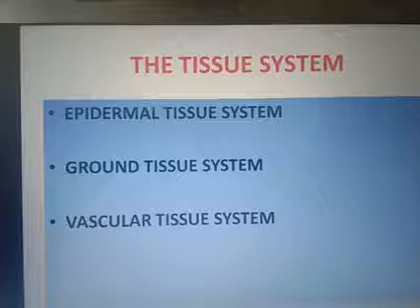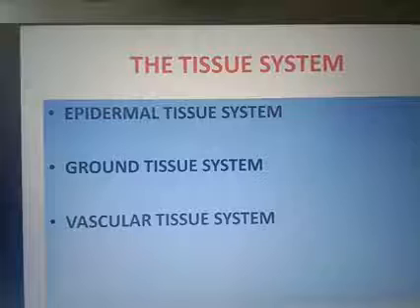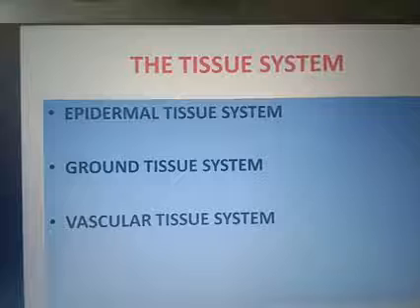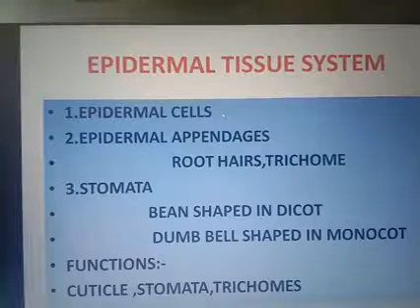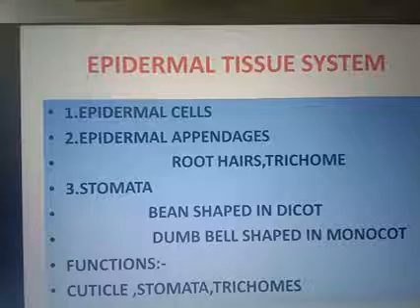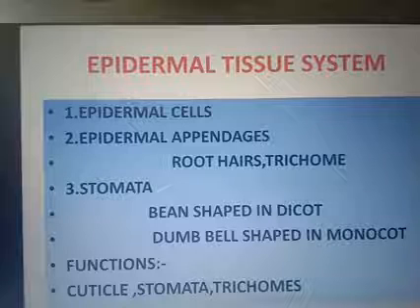Epidermal tissue system, ground tissue system, otherwise known as fundamental tissue system, and the vascular tissue system. Vascular means conducting tissue system. So first one we are discussing epidermal tissue system. Epidermal tissue system comprises epidermal cells, epidermal appendages, and stomata.